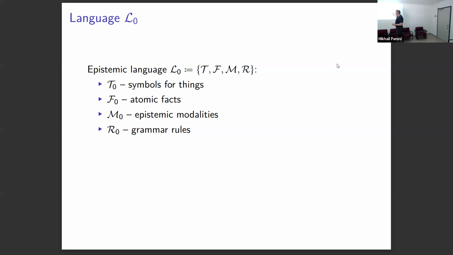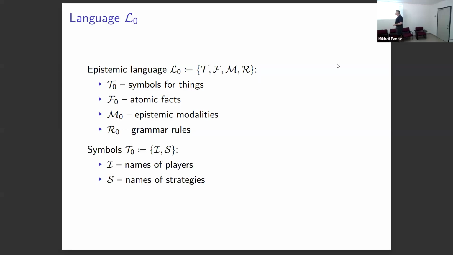So it consists of 4 parts. The first one is symbols for things, basically names. Then atomic facts, epistemic modalities, and rules for how to form statements. In this simple language, I only consider 2 types of names. One is an infinite set of names for players, another an infinite set of names for strategies. Countably infinite is enough if you want to describe finite names.